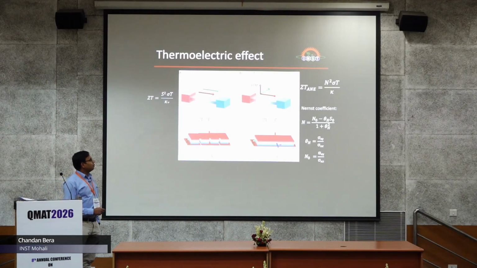Using this anomalous Nernst effect, we can also create a thermoelectric device, which is known as the Nernst device. The efficiency of the transverse thermoelectric device is defined by ZTNE, where instead of the Seebeck coefficient, we use the Nernst coefficient. We calculate this Nernst coefficient using these formulas, but I'll discuss these calculations in my upcoming slides.